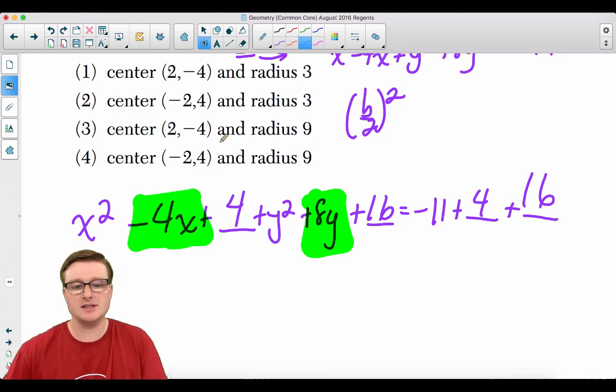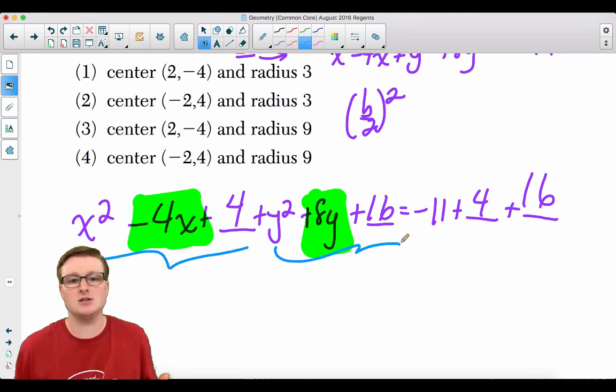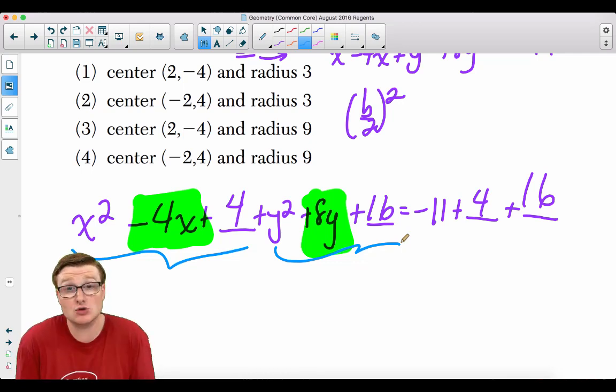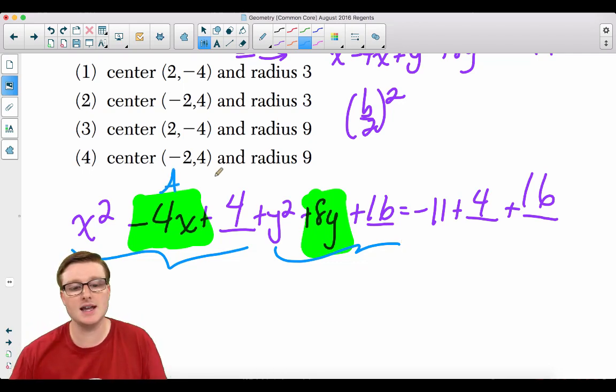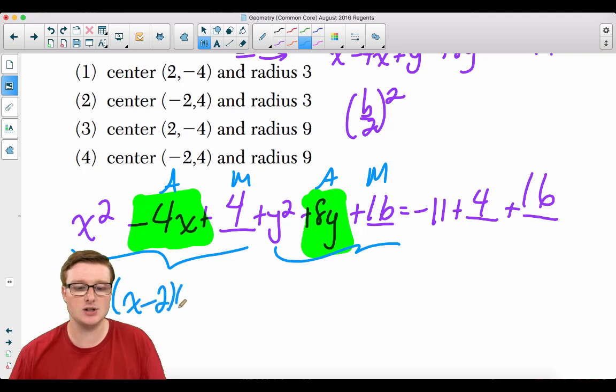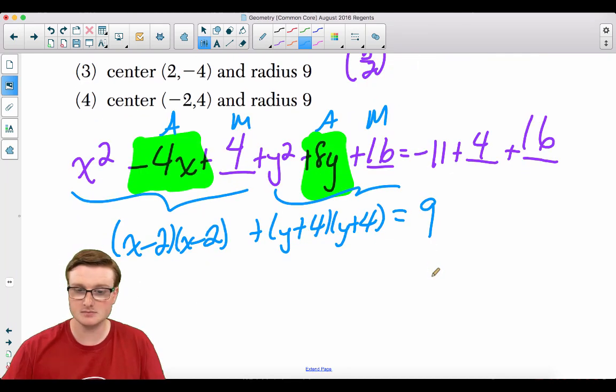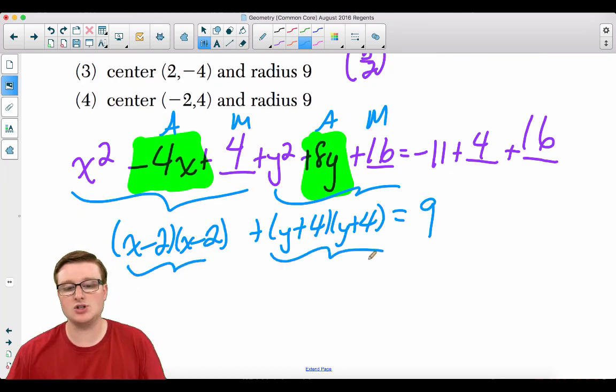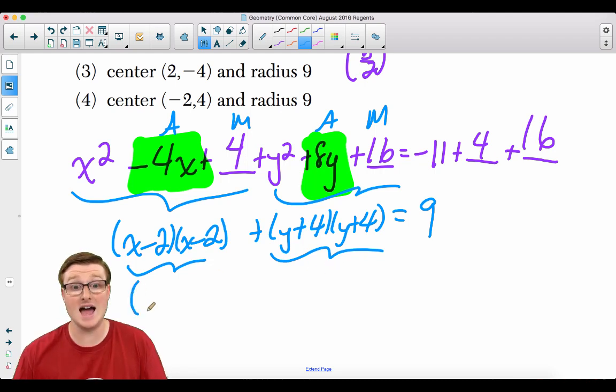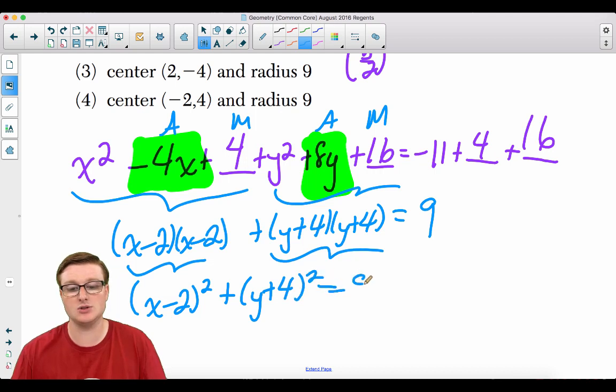So now I'm going to say, hey, wait a minute. Now we can factor these. You couldn't factor in the first place. Now we can. That's great. So now we just say, all right, what adds to -4 and multiplies to give you +4, and then what adds to give you 8 and multiplies to give you +16. That is going to be (x minus 2) plus (y plus 4) is equal to negative 11 plus 4 plus 16. That's going to equal 9. Now, we can rewrite it as (x minus 2) squared plus (y plus 4) squared is equal to 9.